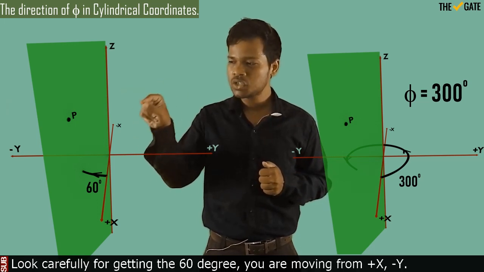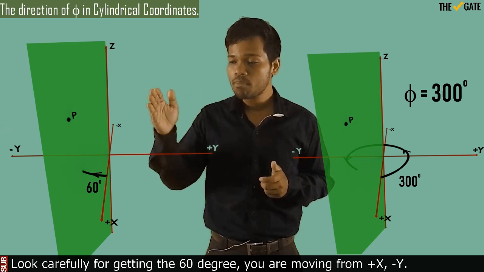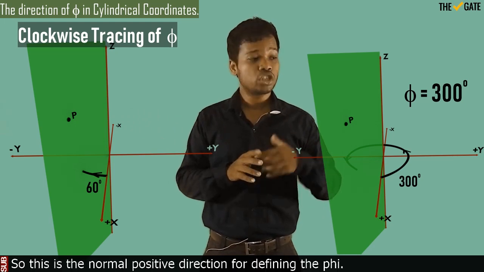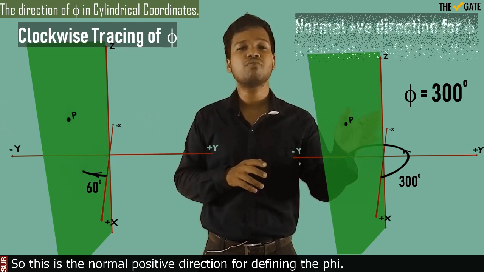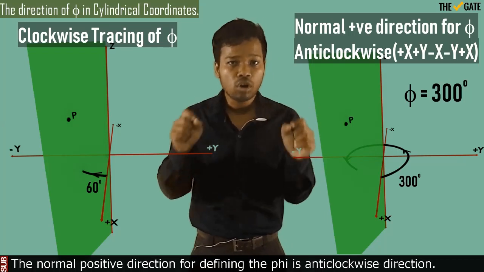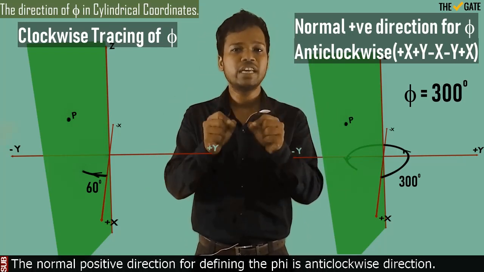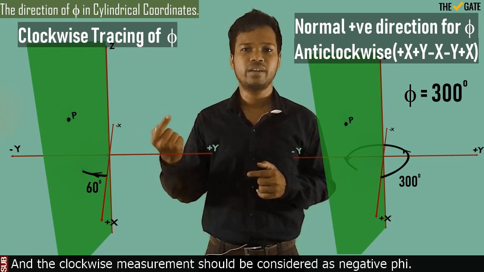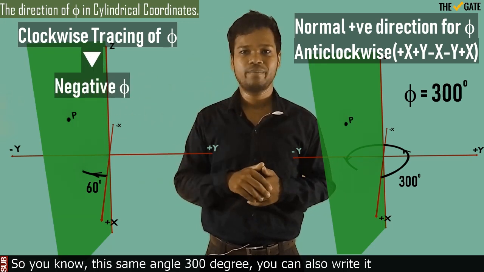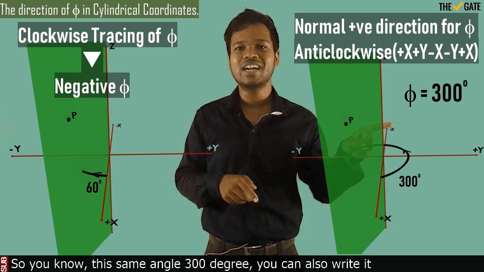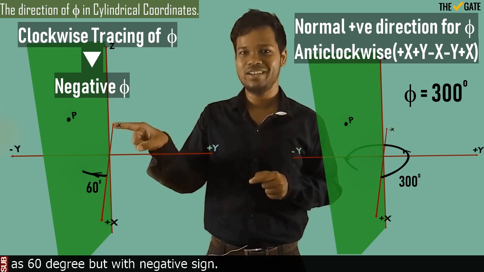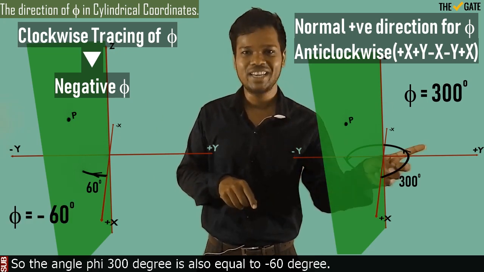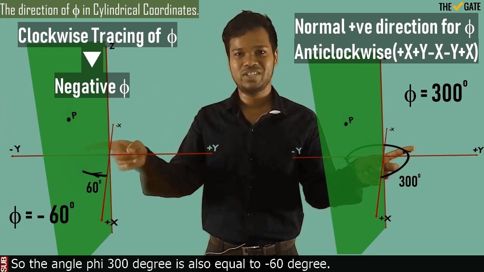Look carefully. For getting the 60 degree, you are moving from plus x to minus y. You are moving in clockwise direction. So this is not the normal positive direction for defining the phi. The normal positive direction for defining the phi is anti-clockwise from the reference. And the clockwise measurement should be considered as negative phi. So this same angle 300 degree, you can also write it as 60 degree, but with negative sign. So the angle phi 300 degree is also equal to minus 60 degree.